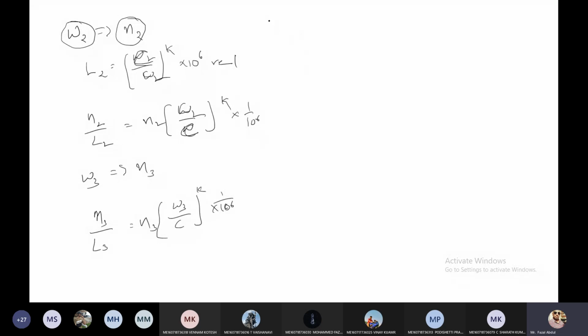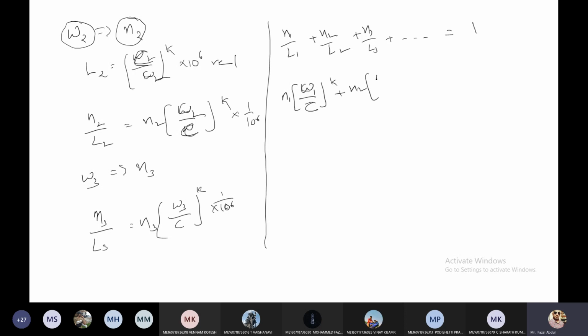But we have the actual relation: N1 by L1 plus N2 by L2 plus N3 by L3 plus and so on, up to the final N number of revolutions, equals 1. So substituting the N1 by L1 value, I am substituting here N1 into (W1 by C) power K plus N2 into (W2 by C) power K plus N3 into (W3 by C) power K plus and so on, equal to 1.